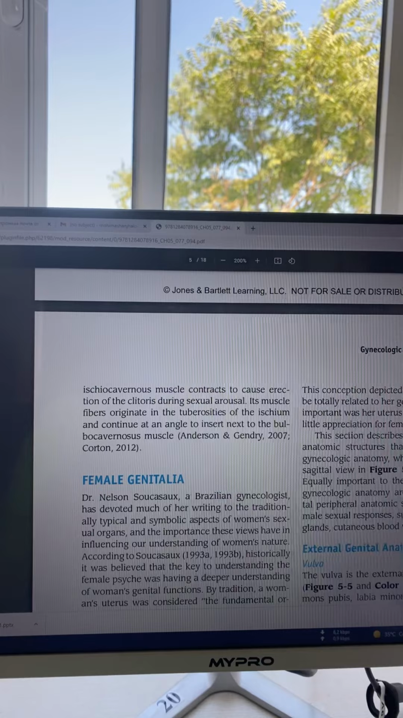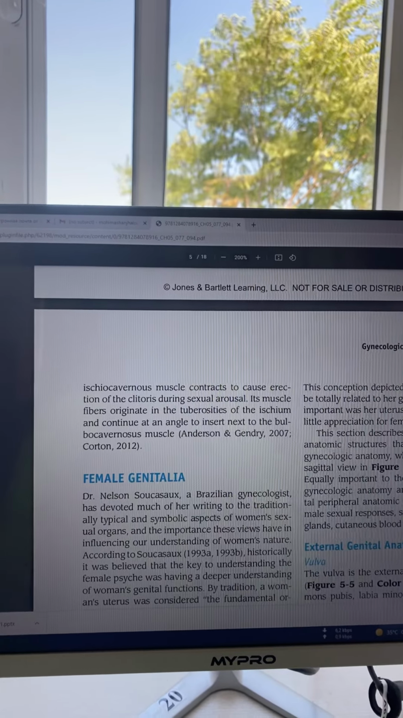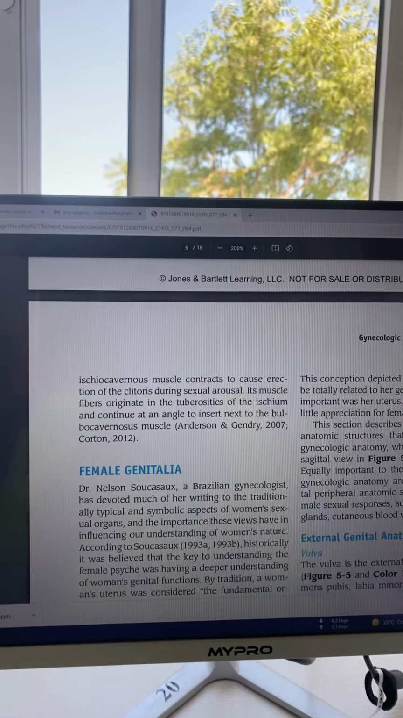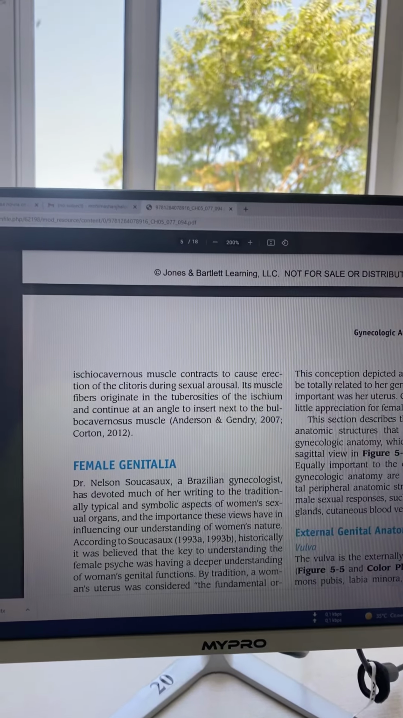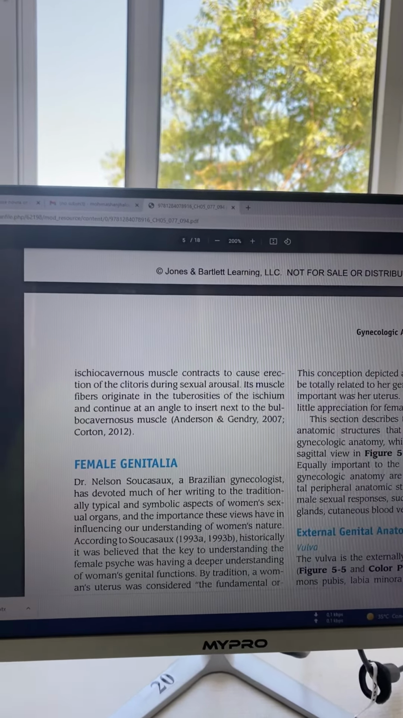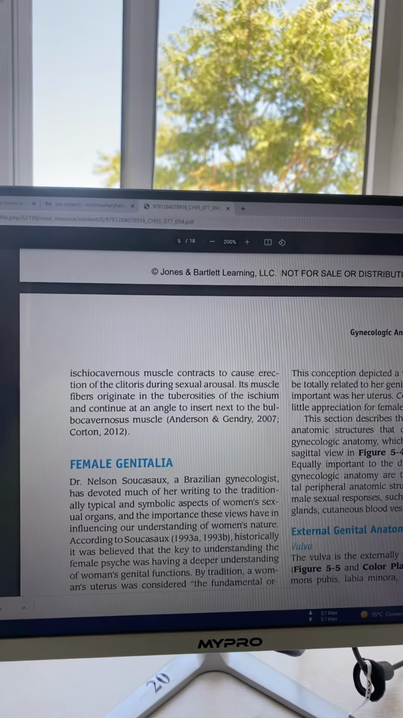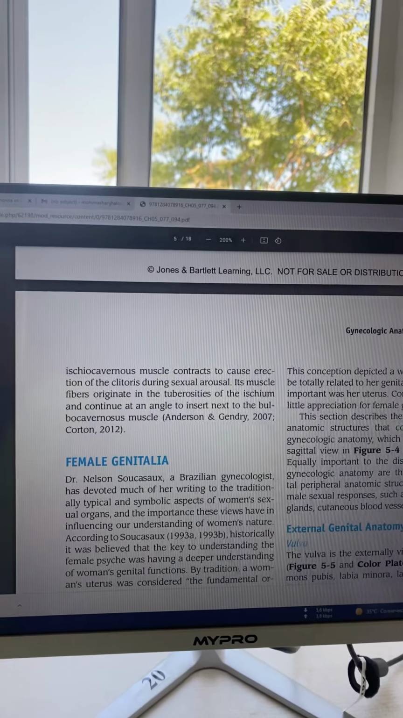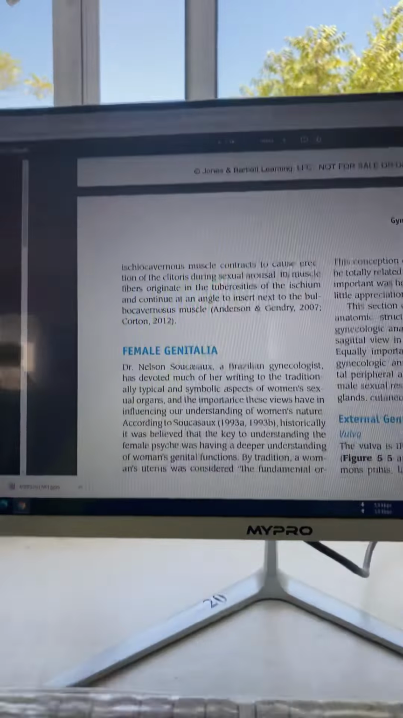Its muscle fibers originate in the tuberosities of the ischium and continue at an angle to insert next to the bulbocavernosus muscle. Anderson, January 2007, Corton 2012.